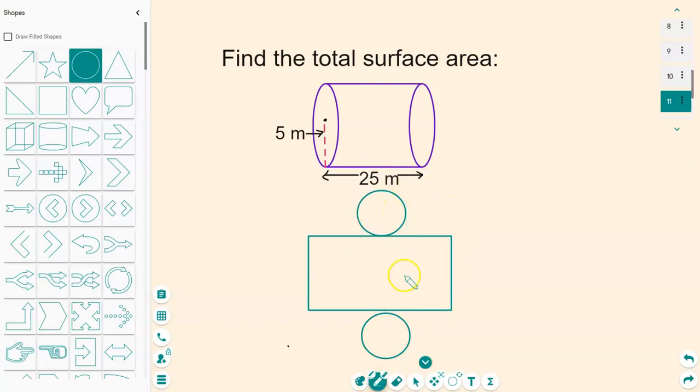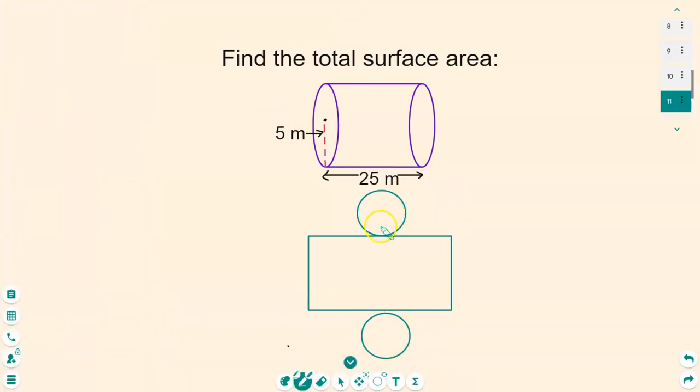Now, we need some dimensions on this shape, right? So let's have a look. We've got that the circle has a radius of 5 meters. So let's put some dimensions on this diagram. We know that bit. We know that the height of the cylinder, let's call this the height of the cylinder, is 25 meters.